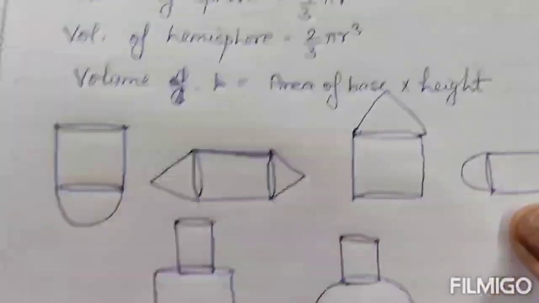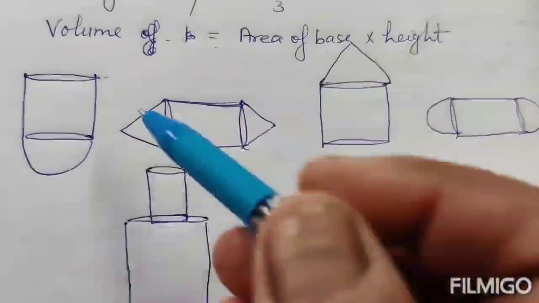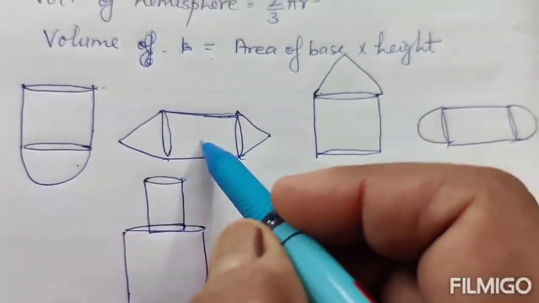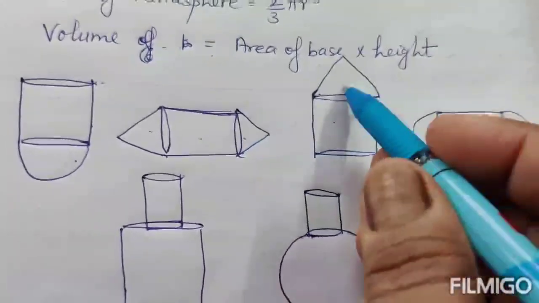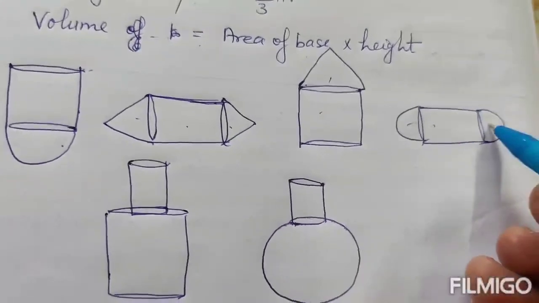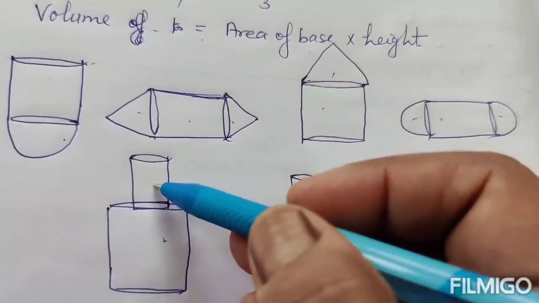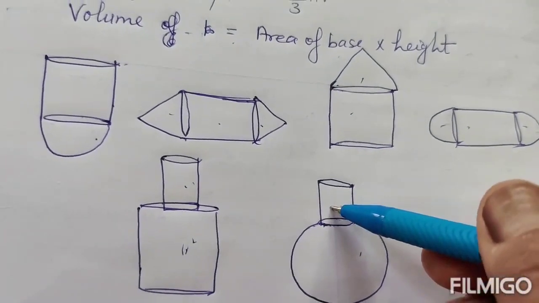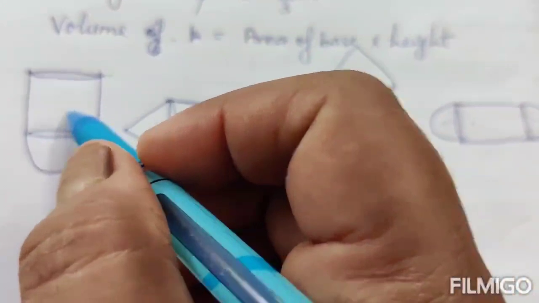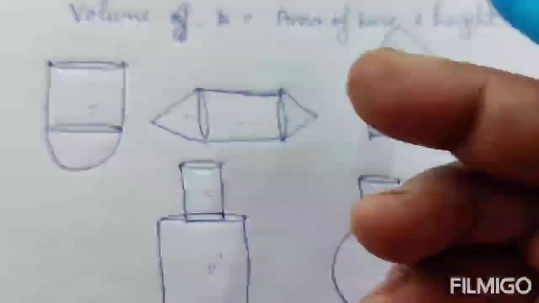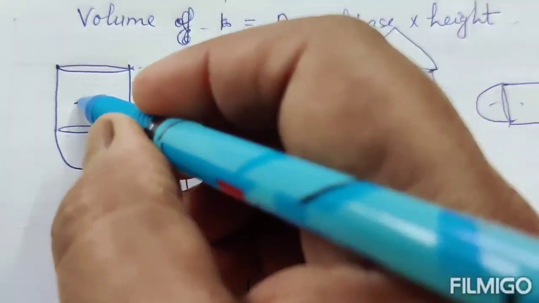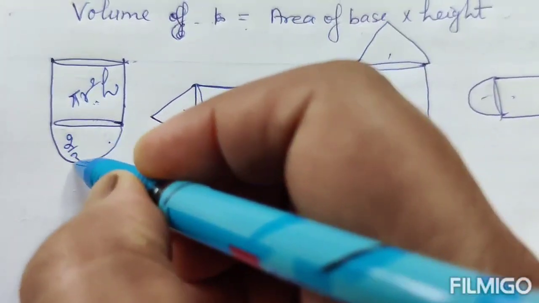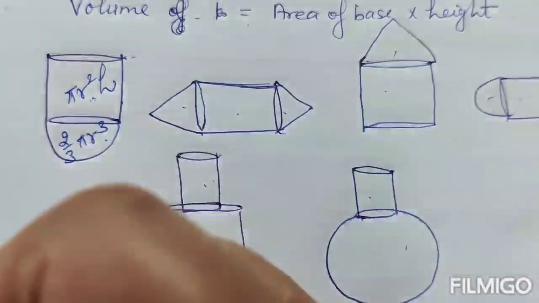The combinations of solids are like this: a cylinder with hemispherical end, cylinder with two cones, cylinder with a cone, cylinder with two hemispheres, combination of two cylinders, and sphere and cylinder. If we want the volume of this solid, first we have the volume of cylinder, pi r square h, plus 2 by 3 pi r cube, the volume of hemisphere.